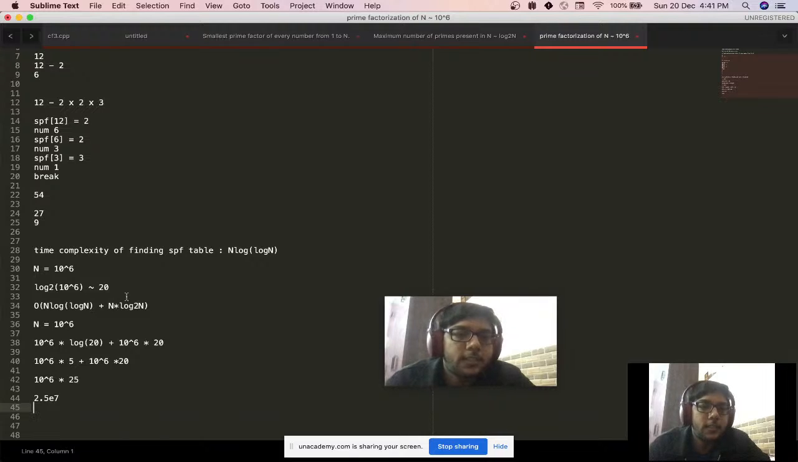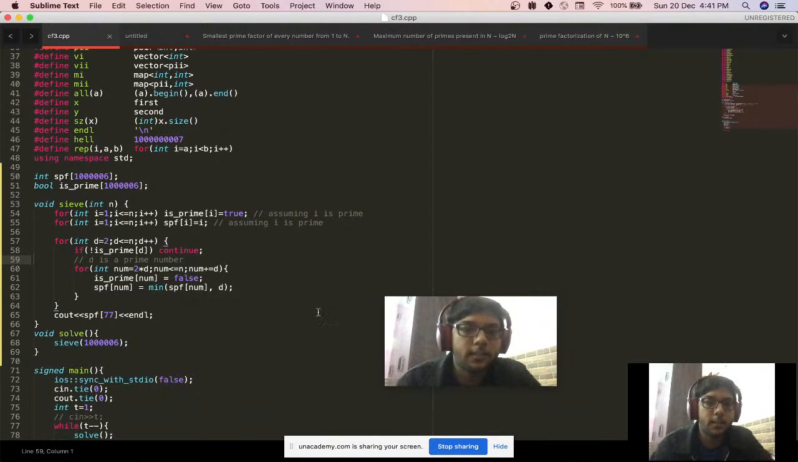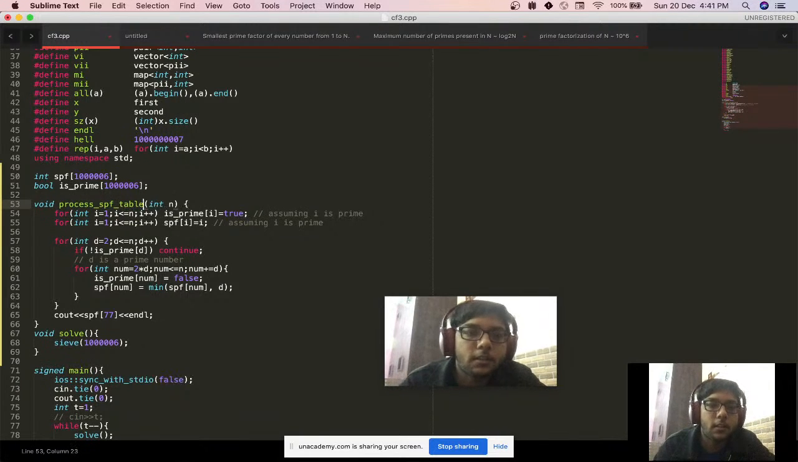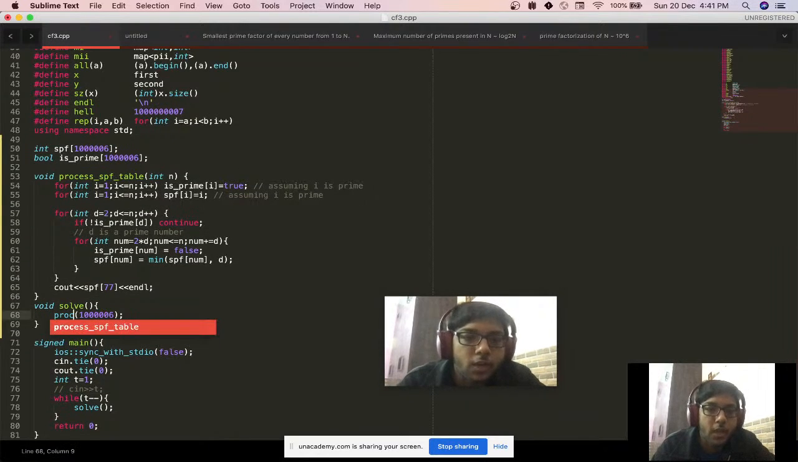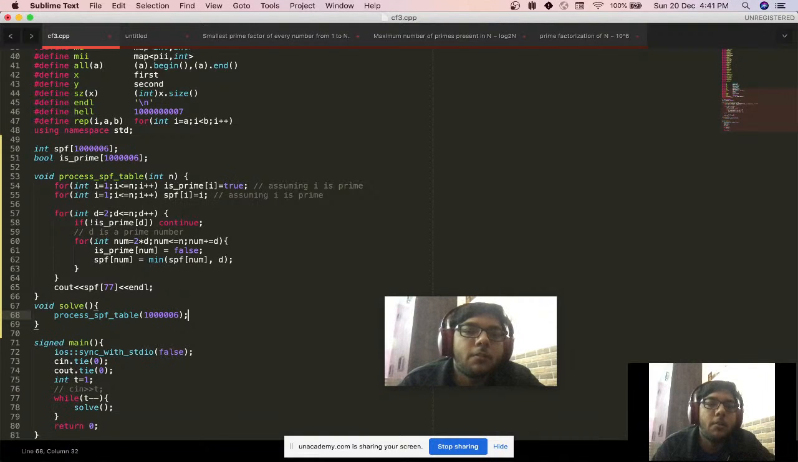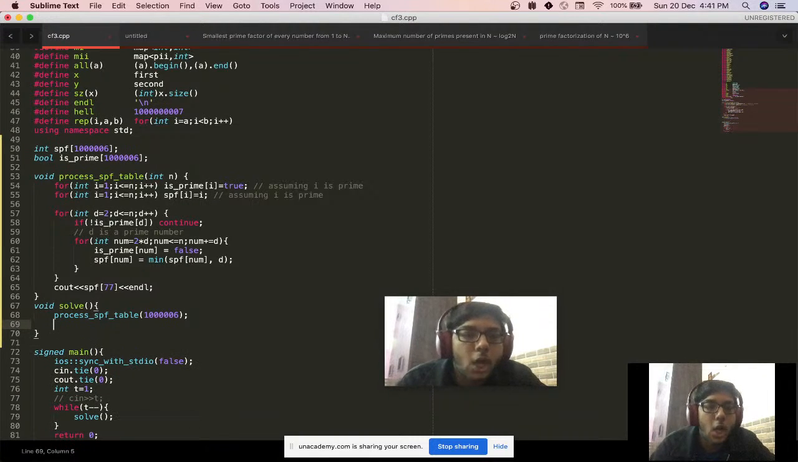Let us see. Let's not optimize. Let us write code for this, I think that would make it more clear. So this is not sieve now, this is process SPF table. This is how we process the SPF table. We find the smallest prime factor of every number. So I'm going to process the SPF table beforehand for every number. Now I'm going to process the prime factors for every number.